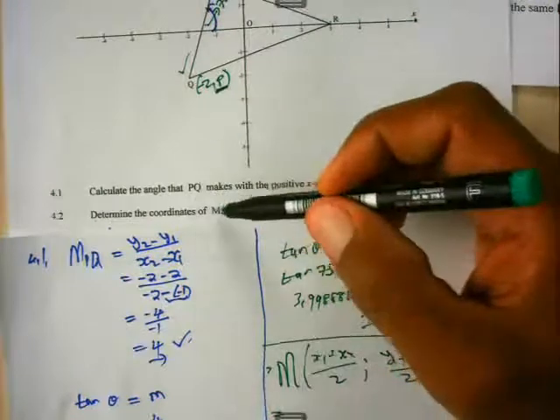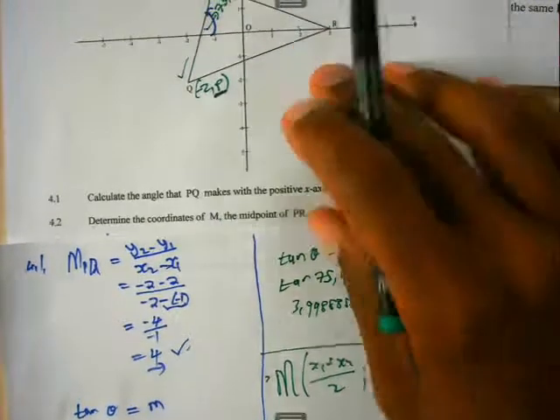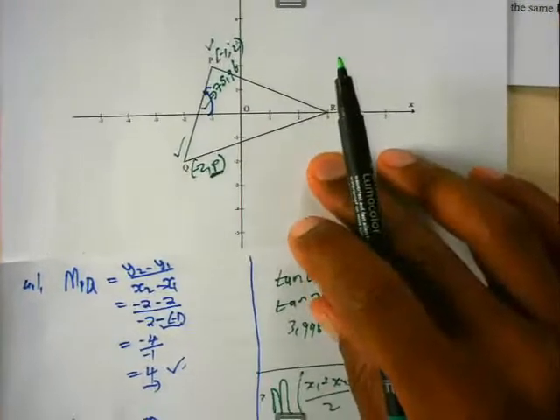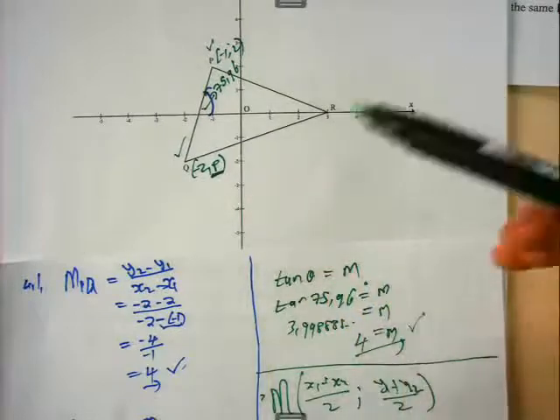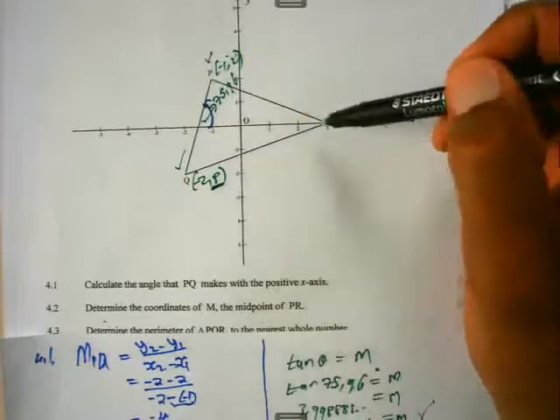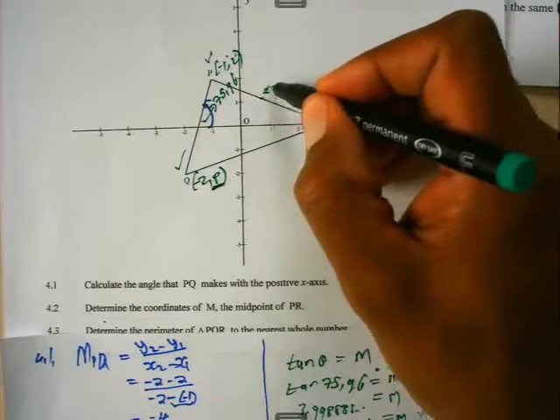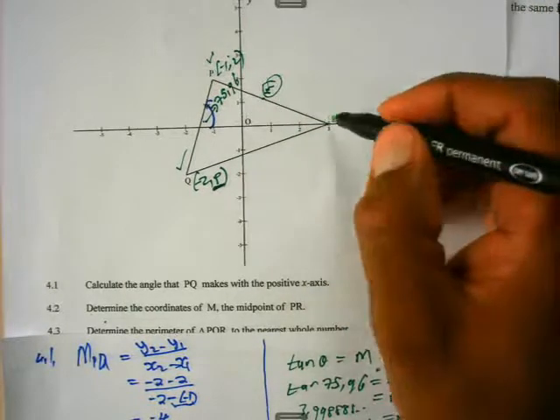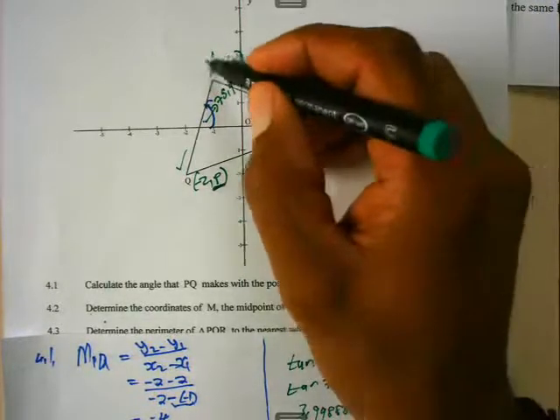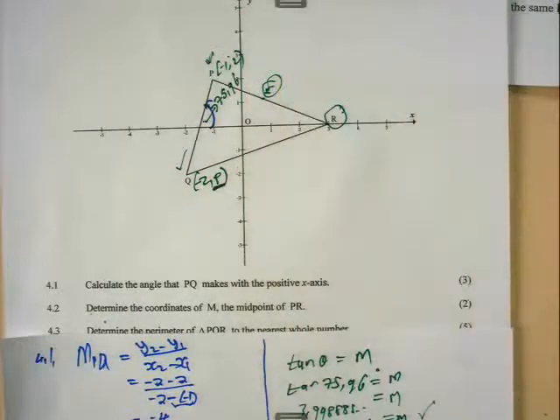They said the coordinates of M, which is the midpoint of PR. Now it means we need to go back to our diagram to check where PR is. This is PR. Then it means M is somewhere on this side here. Right? It means we need the coordinates of R as well as the coordinates of P.